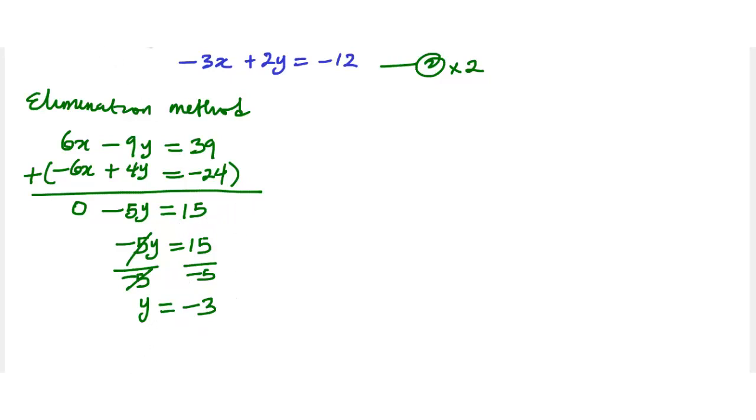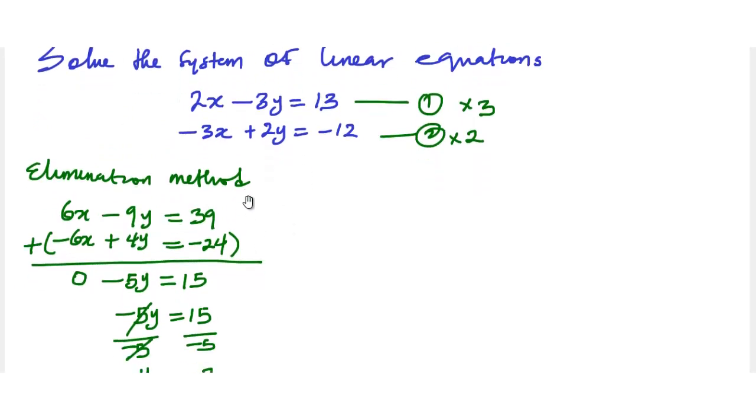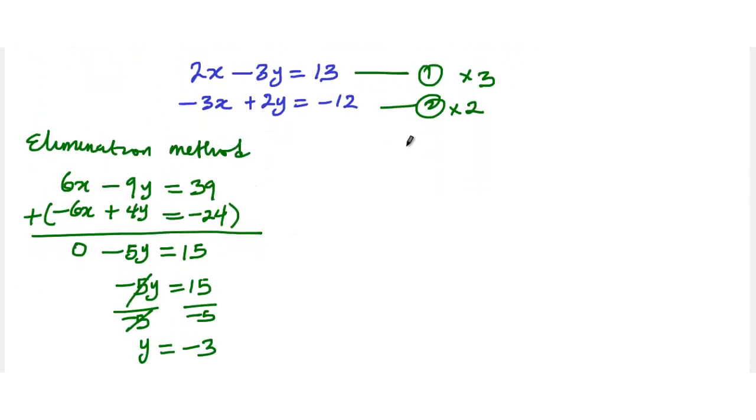Now, there's nothing to eliminate again. All we need to do is to substitute the value of y in either equation 1 or equation 2. Let me use this. Now it says substitute y, which is equal to minus 3, in equation 1. Wherever I see y in equation 1, I will replace it with minus 3.